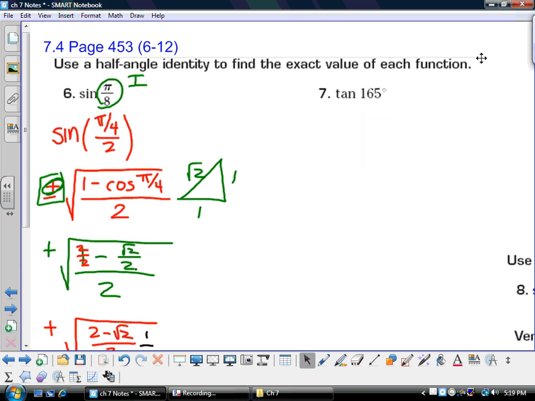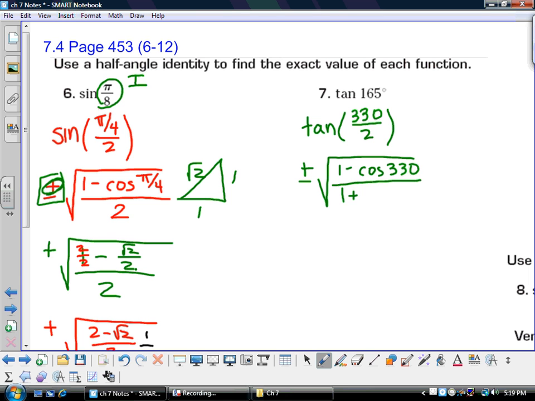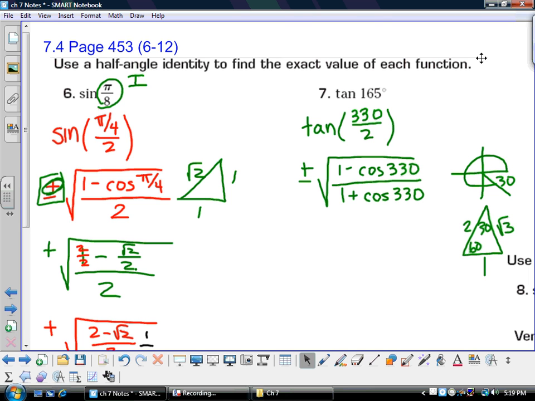Number 7, using a half-angle formula. So we need to rewrite it as something divided by 2. That's 330 divided by 2. So we'll plug it into the formula. 330 degrees is in the fourth quadrant. It has a reference angle of 30 degrees. So I'll draw a 30, 60, 90 right triangle. Before I get too much further, I should decide on the positive or negative.